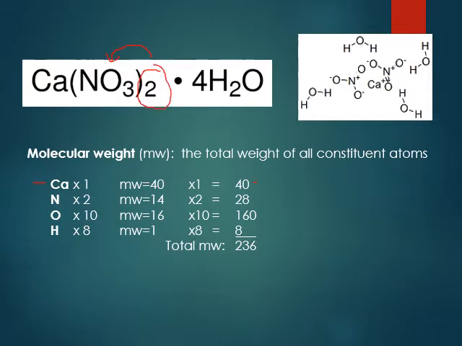So there's 2 nitrogens, all right? So 2 times 14, 28. There's 10 oxygens. So there's 3 here, times 2 is 6, and 4 times this, that gives us 10. That's 160 molecular weight. And then how many hydrogens? 4 times 2 is 8. We have 8. We add up all these units and we get the molecular weight of 236.